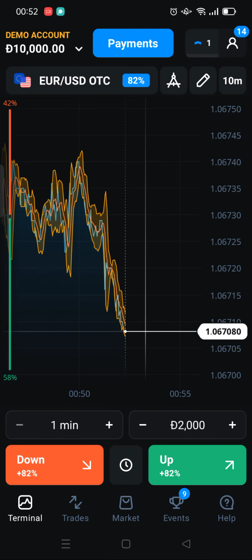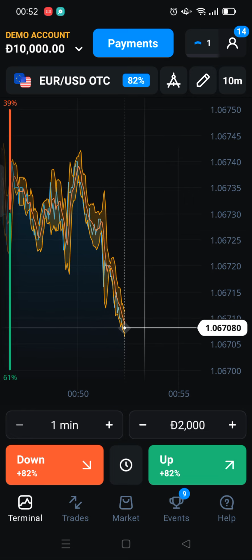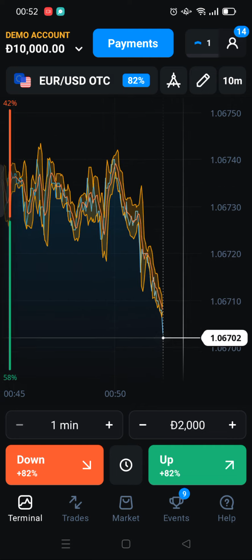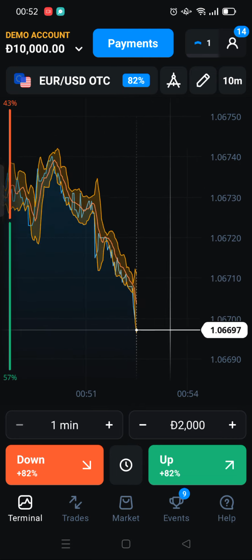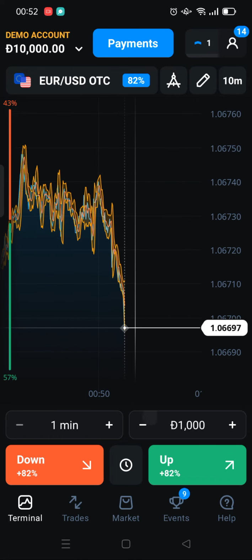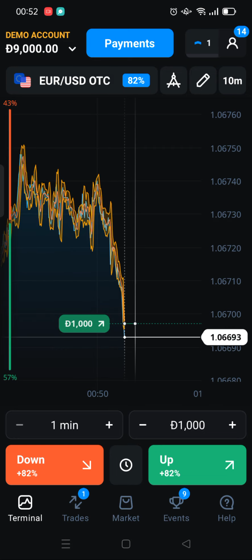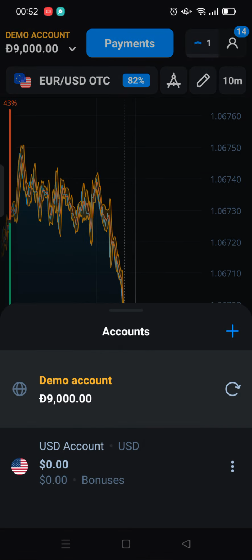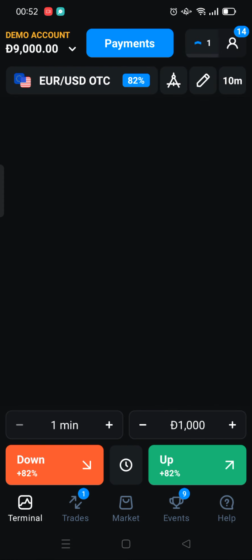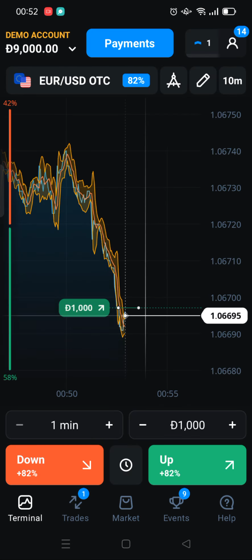So here we go for EUR/USD OTC trading. That gives 82 percent, and the market shows 58 percent buyers and 42 percent sellers. So here we first analyze the chart, then second we trade. Here we go for a $1,000 trade. So let's see, guys, our one trade is active. Let's see, we have only 40 seconds but we are in loss.